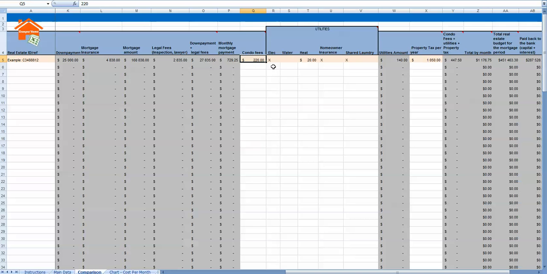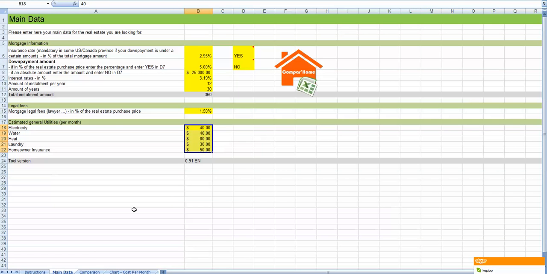If it's a house, of course, it's going to be zero, so you can put zero here. Here, this is the utilities part. So if you put a capital X in each cell, the cell is going to use the value that you've put here, right?